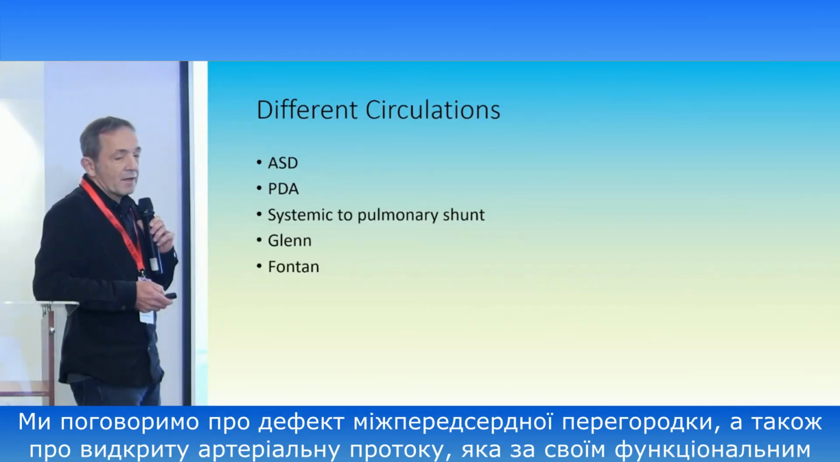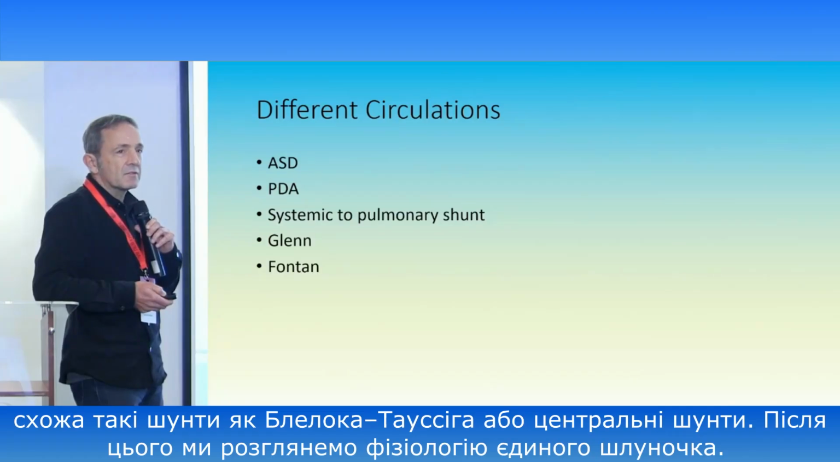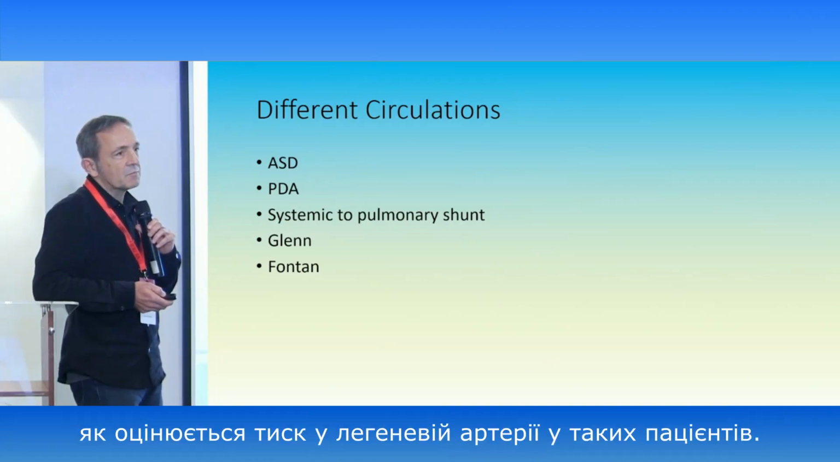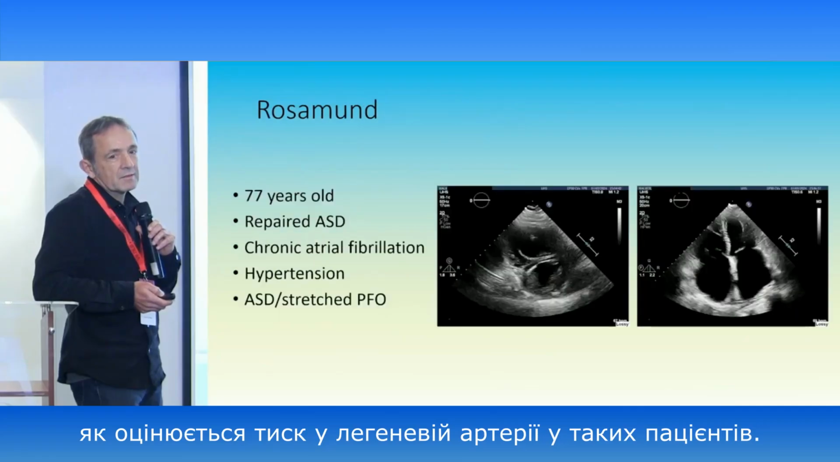We're going to talk about ASD, and then arterial duct, which is really like BT shunts or central shunts. And then we're going to go through some single ventricle physiology. So we'll start off with the early systemic to pulmonary shunt, and then go through Glenn and Fontan and how we assess pulmonary artery pressures in these patients.